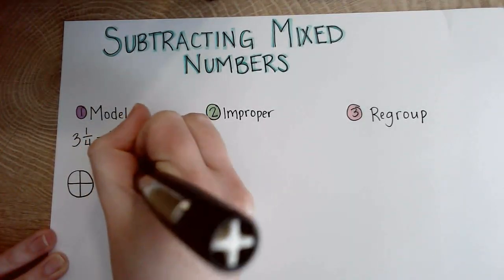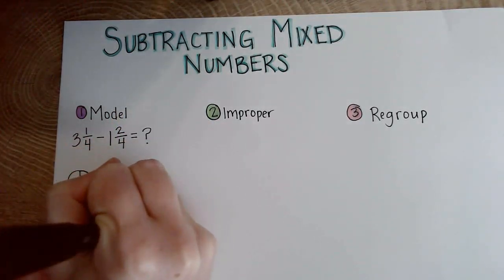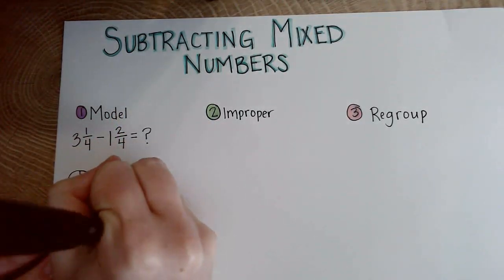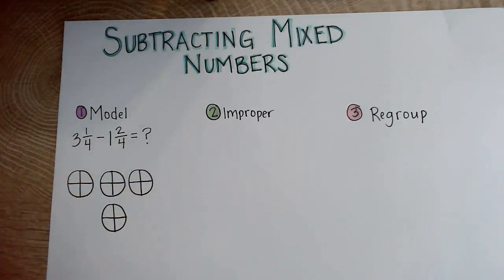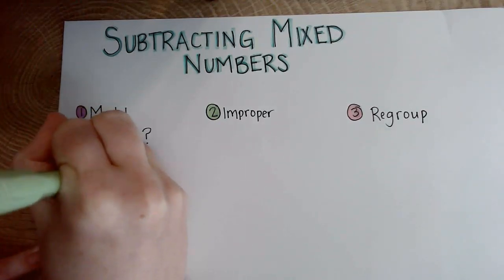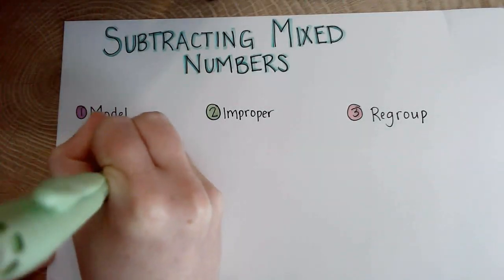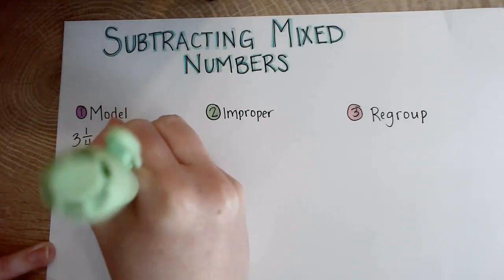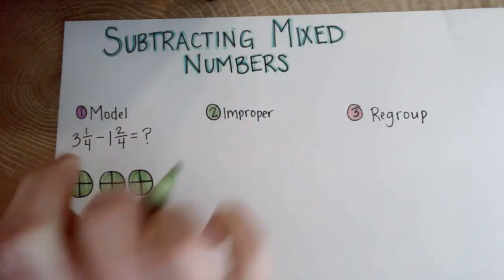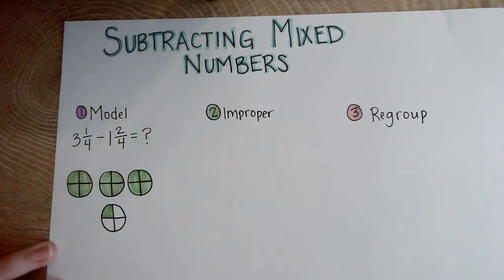So we have 3 1/4. So I know that 3 1/4, if I was looking at this on a number line, would be between 3 wholes and 4 wholes. Okay, so I'm going to shade in my 3 wholes. And then I'm going to represent that fractional piece with my 1/4 down here.